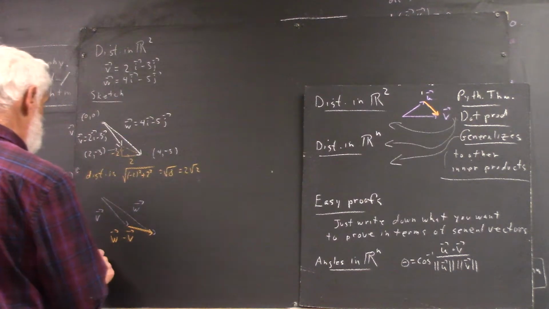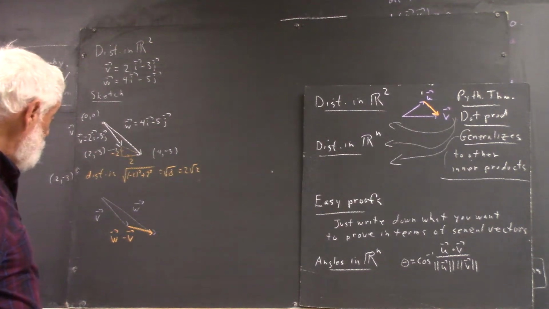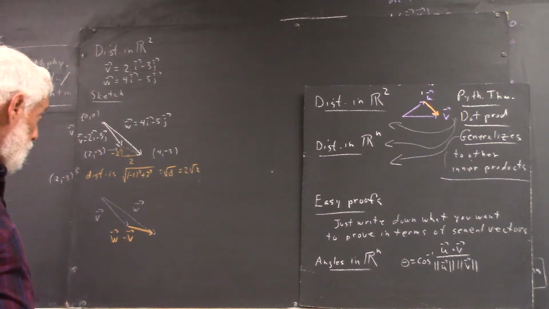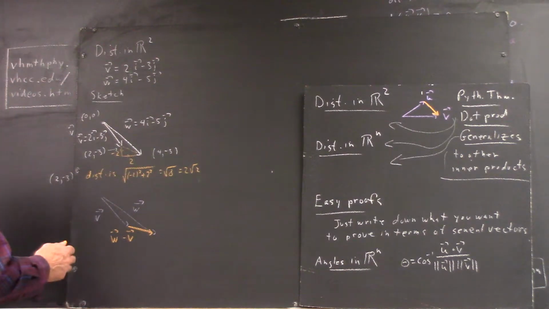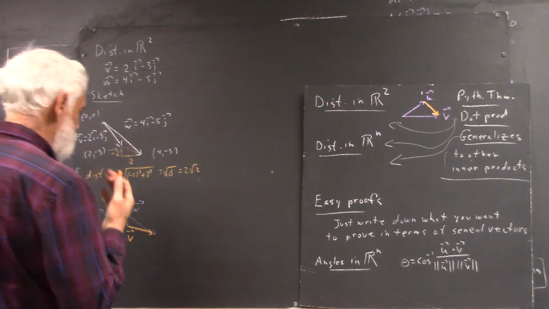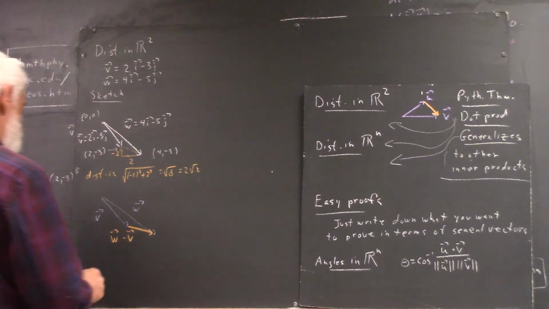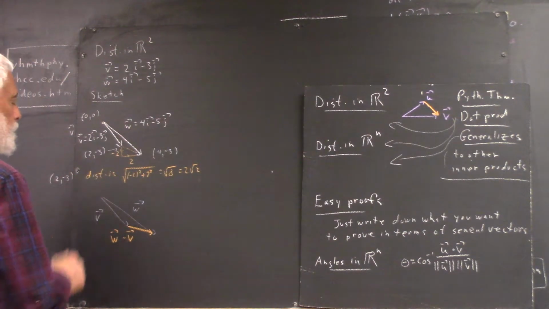So, what's your distance then? Okay, how would you get your distance if you know w minus v? Well, let's hold off on that for a minute. Okay, I'm going to make a definition. First of all, I'm going to say that your distance, well, I'm going to define length.